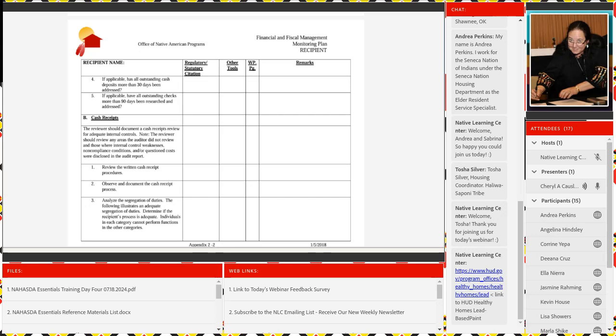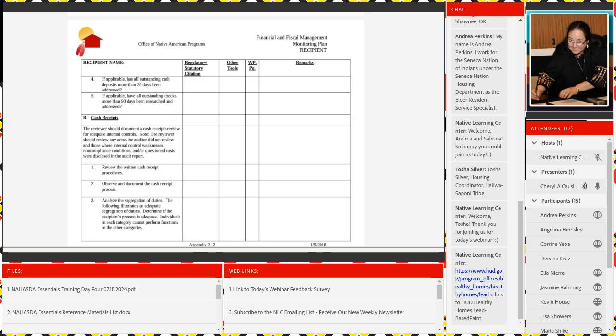Cash receipt. The reviewer should document a cash receipt review for adequate internal controls. Note, the reviewer should review any of the areas the auditor did not review, and those where internal control weaknesses, non-compliance, conditions, and/or questioned costs were disclosed by the audit report. When they come in for your monitoring, they review all your past audits since they've been there last. Review the written cash receipt procedures, observe and document the cash receipt process, and analyze the segregation of duties. So they're big on this, okay?